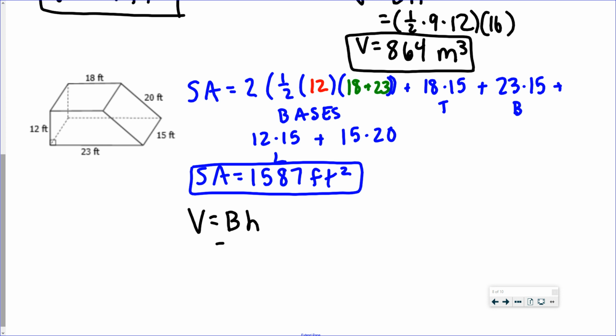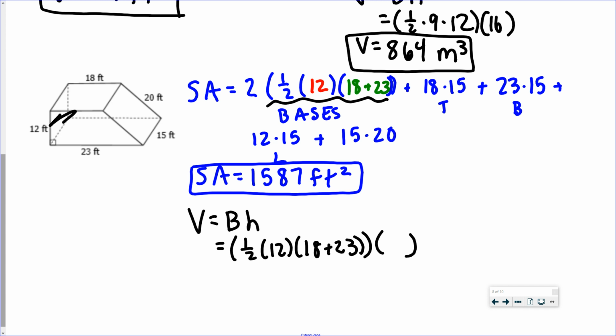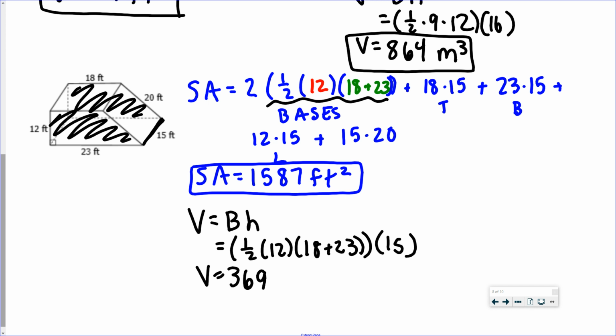Okay. Remember our base is a trapezoid, so we already found that right here. 1/2, 12 times the sum of our bases. Now I don't need to double that because I'm not talking about both bases. This is my formula, area of the base times the height of my 3D figure. Well, if these are the bases, how tall that is would be 15. All right, so I got 3,690 feet cubed for volume.